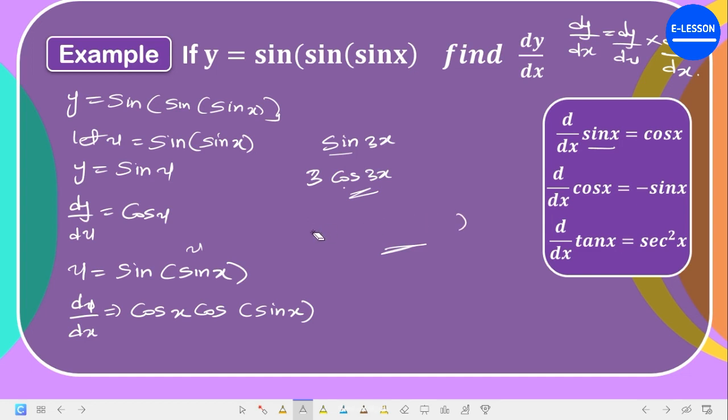Let me take it again. It looks a little bit confusing, but then we should be able to think it out. So the first thing you do, differentiate what is in the bracket, which is sine x.